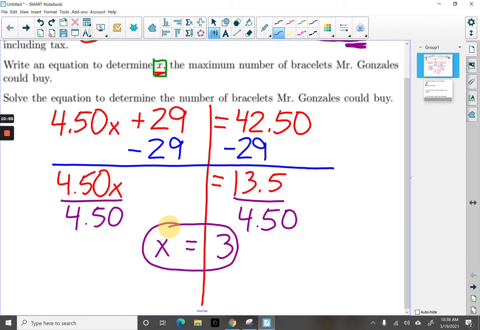We have created an equation. We have solved our equation. And my last step is always to make sure this is a reasonable answer to this problem. Solve the equation to determine the number of bracelets Mr. Gonzalez could buy. He could buy 3 bracelets. And that is it.